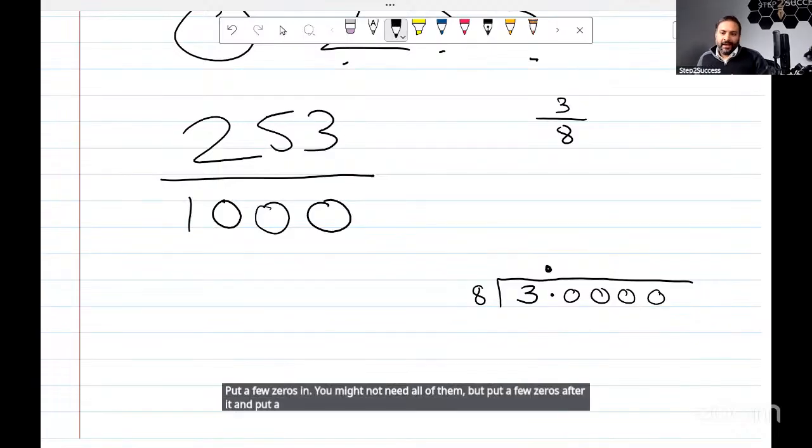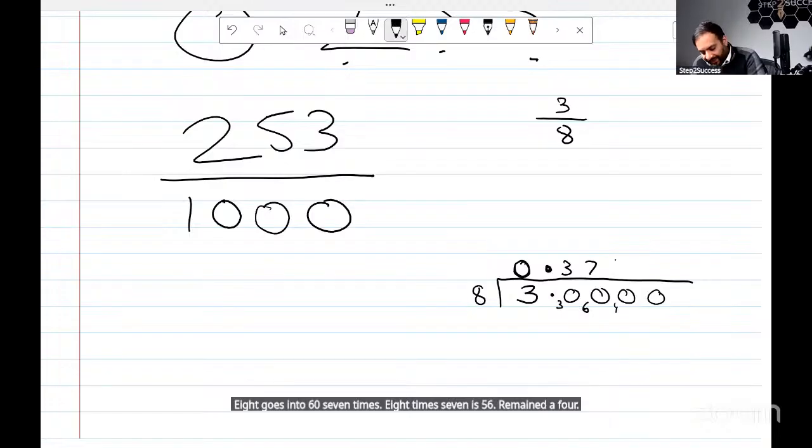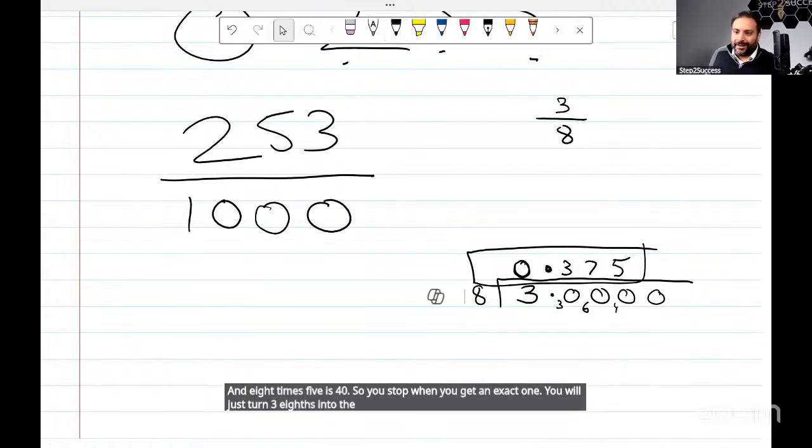And then do it like a normal division, which is 8 does not go into 3. So 0, remainder 3. 8 goes into 33 times. 8 times 3 is 24, remainder 6. 8 goes into 60 7 times. 8 times 7 is 56, remainder 4. And 8 times 5 is 40. So you stop when you get an exact one. You will just turn 3/8 into the decimal 0.375.